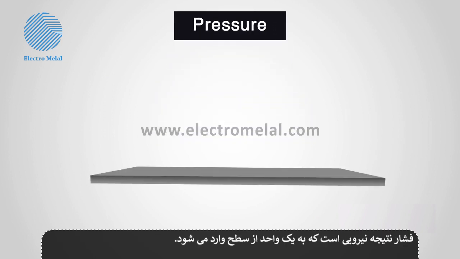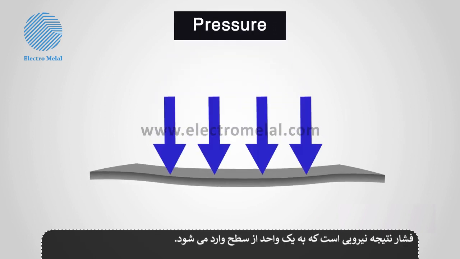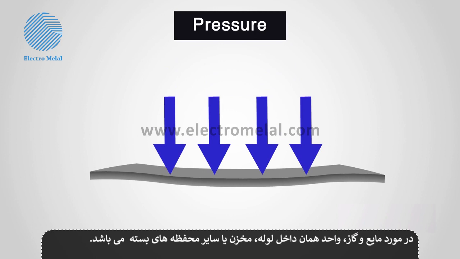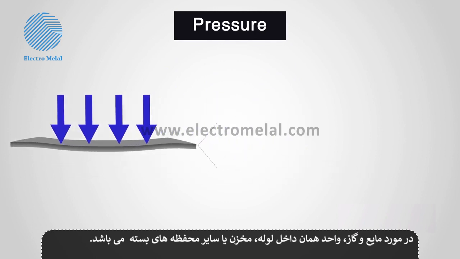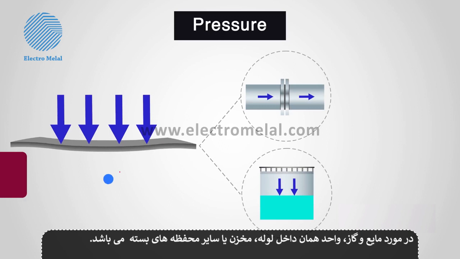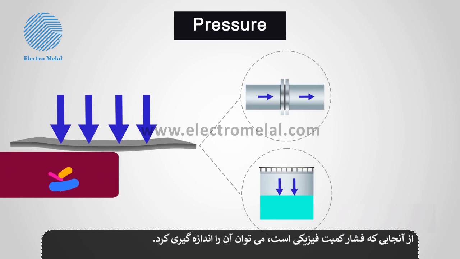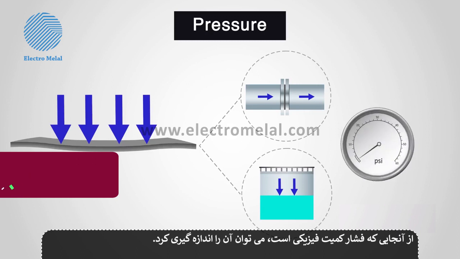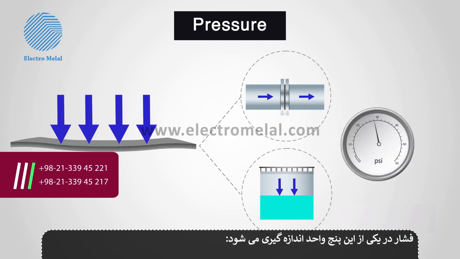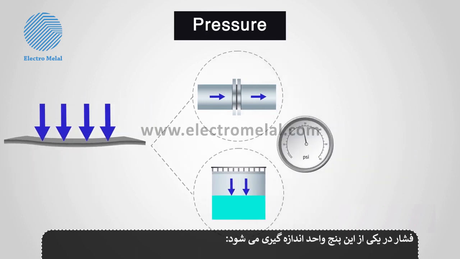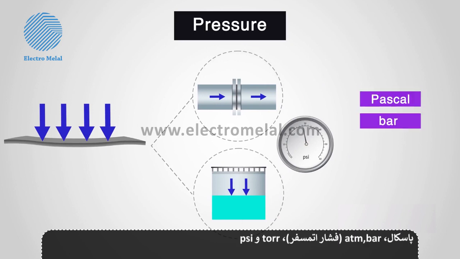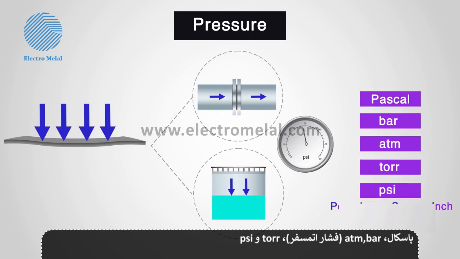The pressure is the result of force applied onto a unit of area. In the case of fluid and gas, this area would be the inside of a pipe, tank, vessel, or other sealed housing. Since pressure is a physical quantity, it can be measured. The pressure is measured in one of the following 5 units: Pascal, bar, standard atmosphere, or ATM, torr, and pounds per square inch, or PSI.